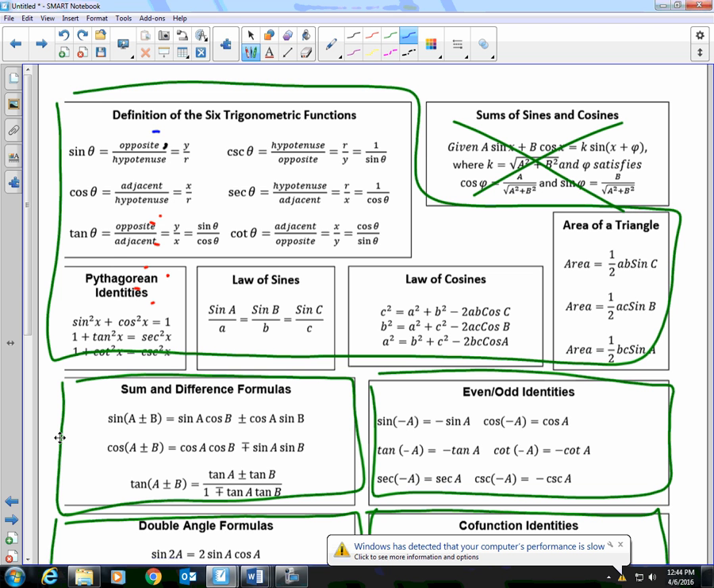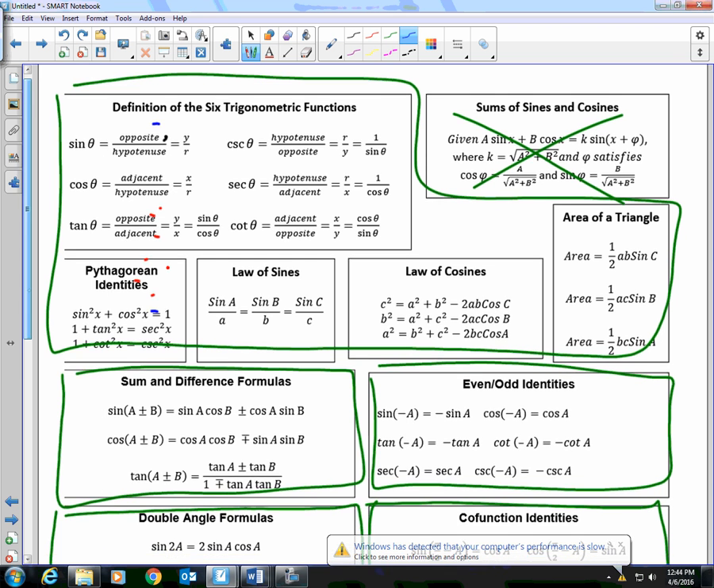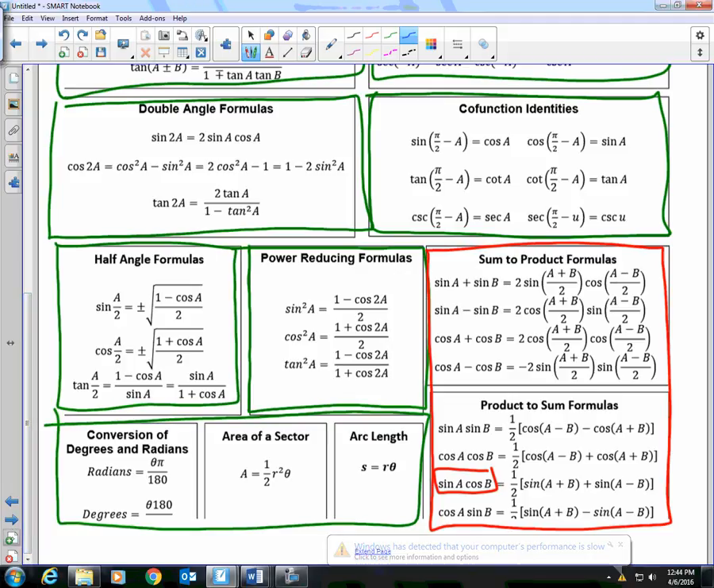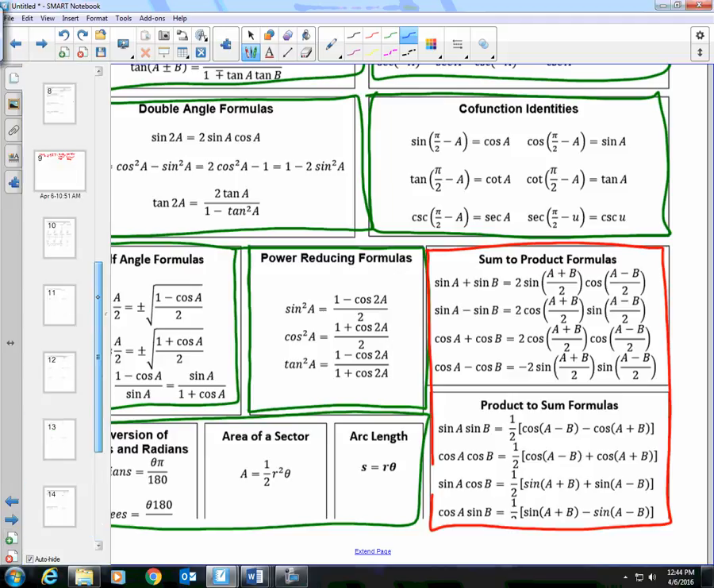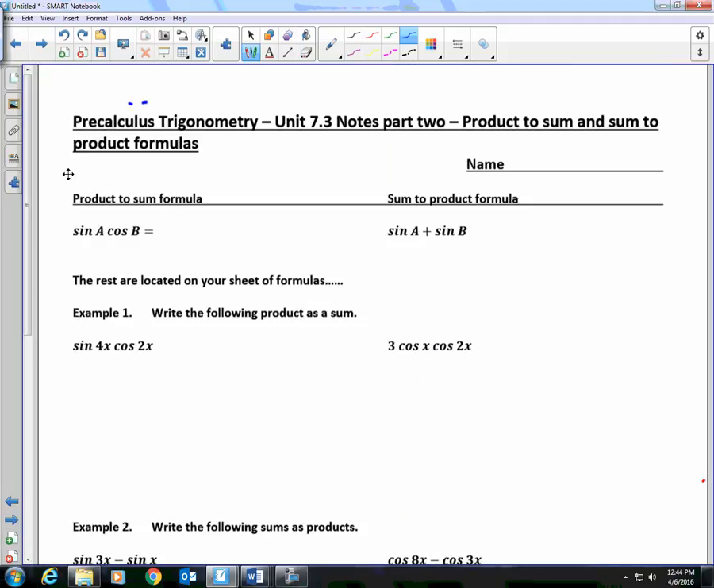All right. So let's locate our product to sum and sum to product formulas. They are in the red right here. Everybody see them? I do not remember all these. I have to continually look them up because they look very similar. As you can see, what changes is the cosine or the sine and the plus or the minus. And so we're going to just write down two of them for good measure so you can say I located them. So let's look at this first one.